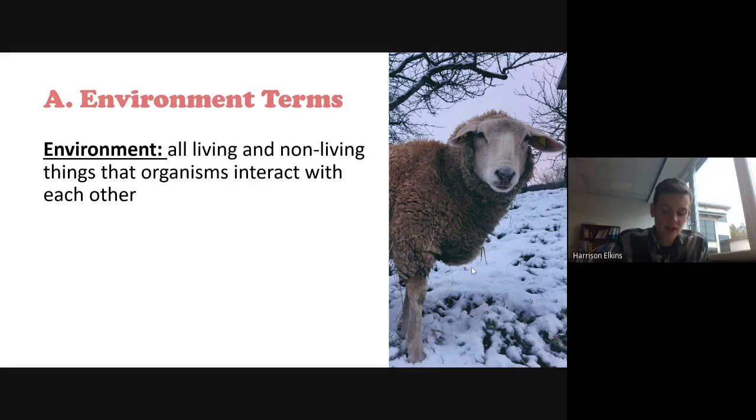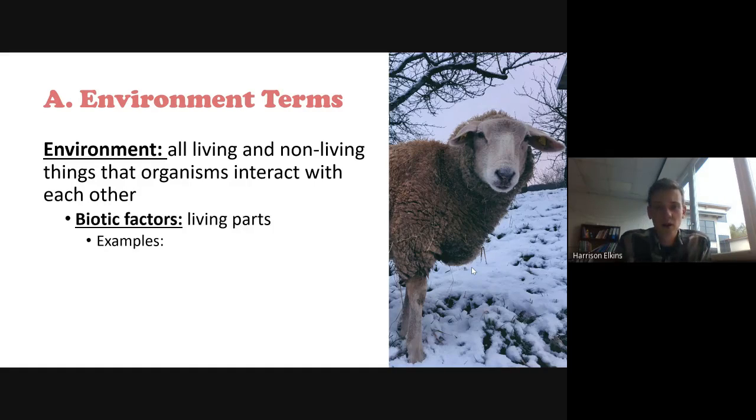Well, if we want to define environment, and you can write this in your notes, this is basically all living and non-living things that organisms interact with. So they interact with each other in this all living and non-living things. Okay, so we have different words related to these non-living and living parts.